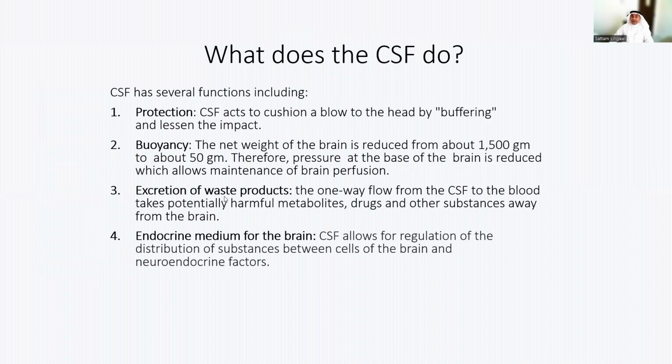Also, it helps in excreting the waste products, as we mentioned, where it gets circulated into the dural sinuses, and also balances the endocrine substances and neurotransmitters between the brain parenchyma and the general circulation as well as the CSF itself.